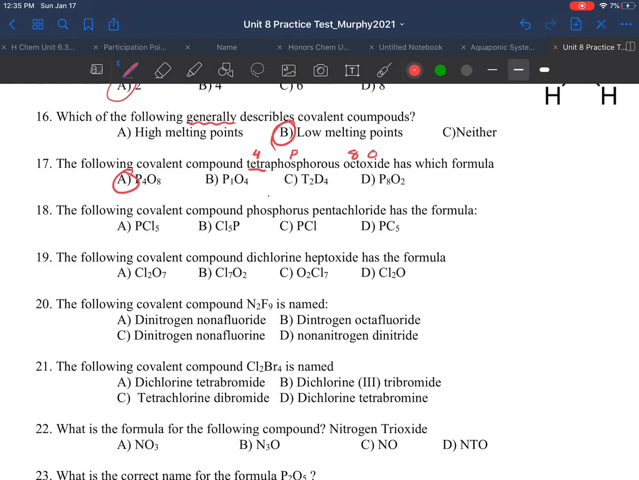The following covalent compound, phosphorus pentachloride, has the formula. So if it's just phosphorus, there's just one of them. And then pentachloride means we have Cl and 5. So we're looking for PCl5, and that gives us A.